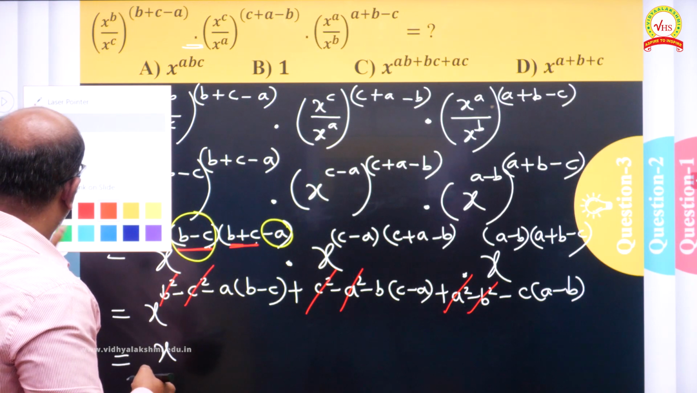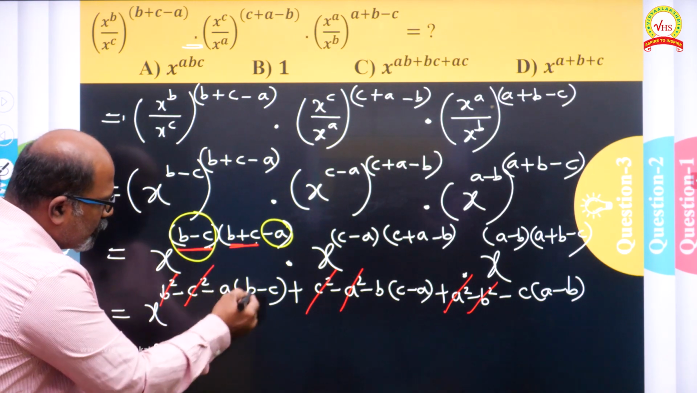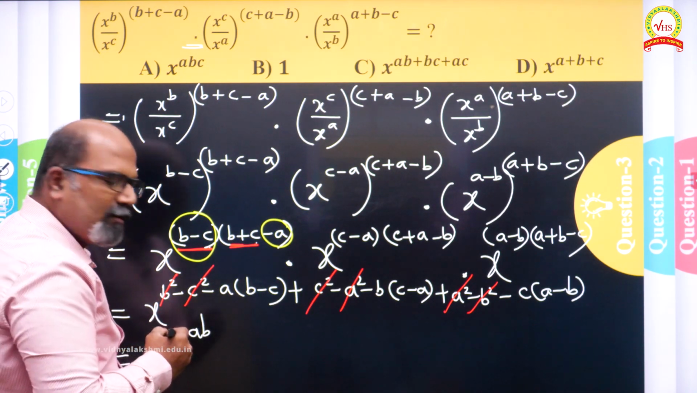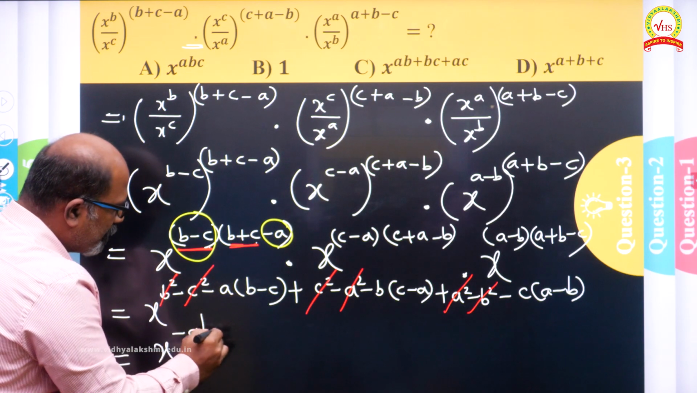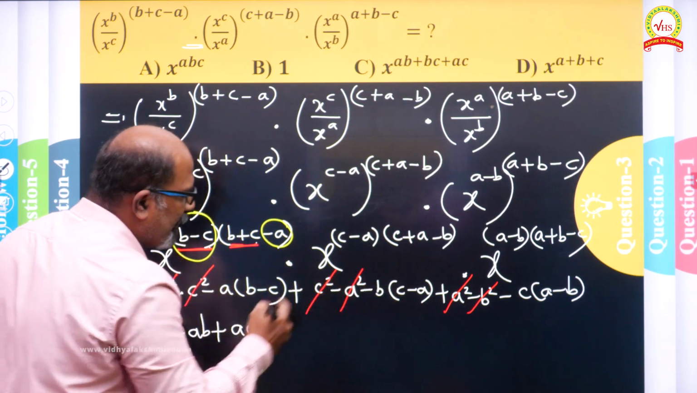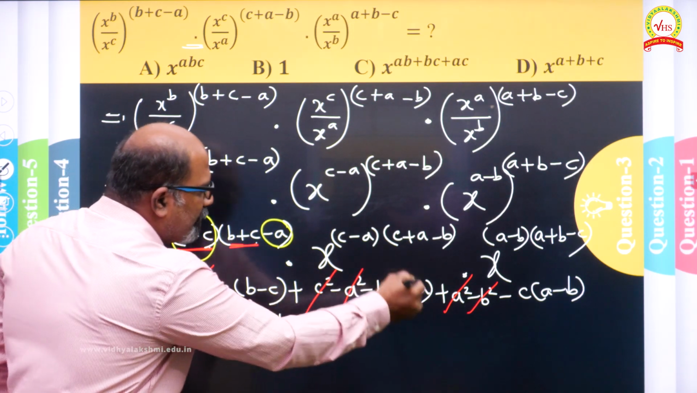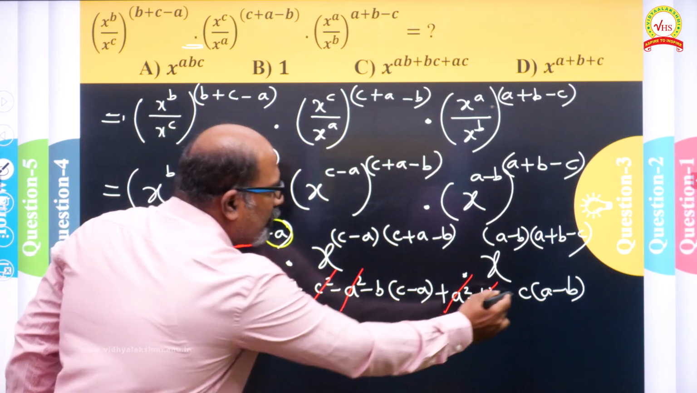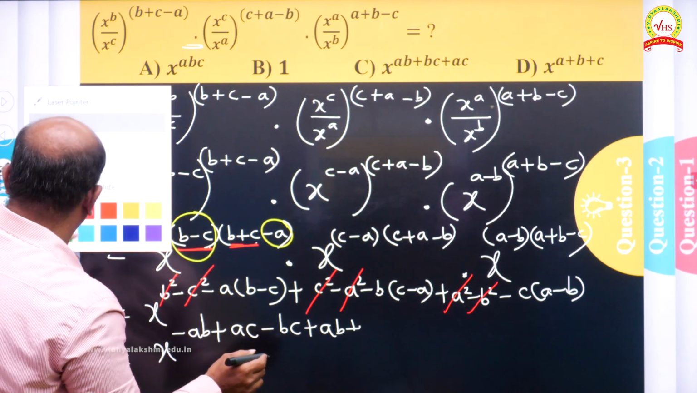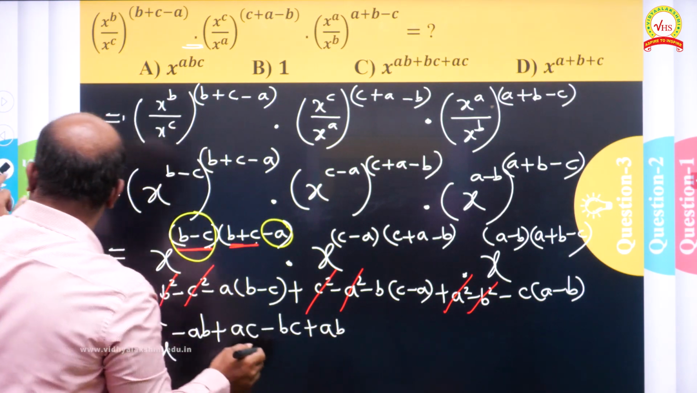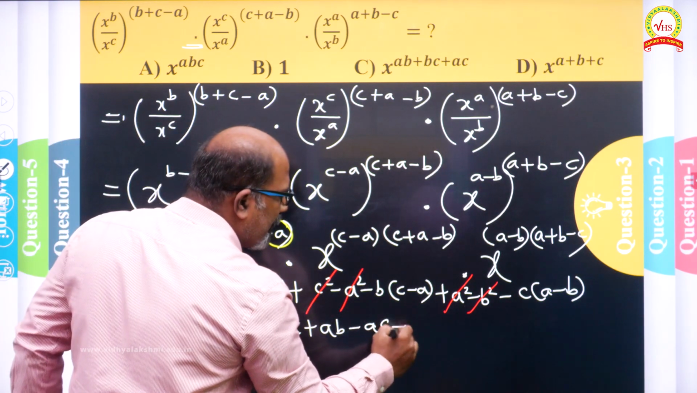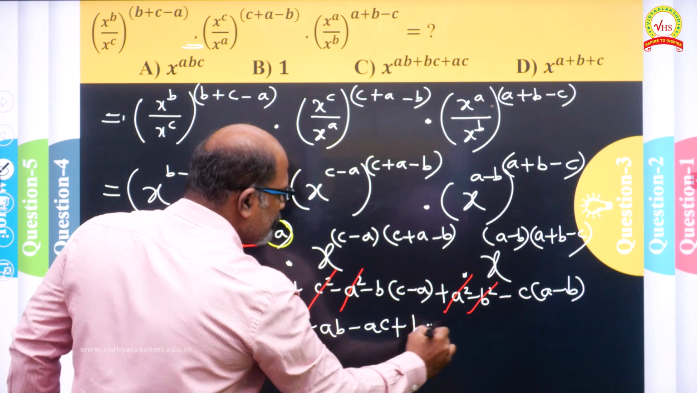See, I want to change the color. Yes. So, I want to multiply this. When I multiply here, you will be having minus ab, and then minus into minus becomes plus ac, followed by here, when you multiply, minus bc, followed by plus ab. When you multiply here, you will be having ac, minus ac. Yes, it is minus ac, and finally you will have plus bc.